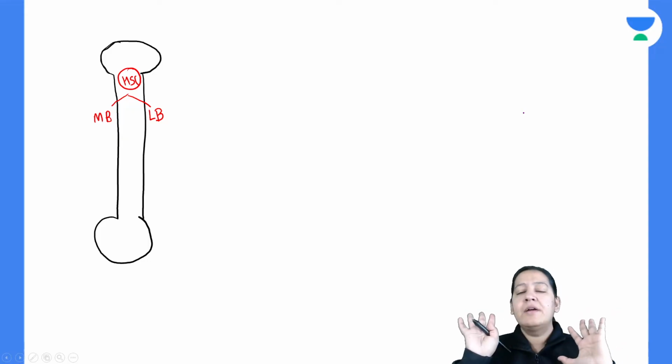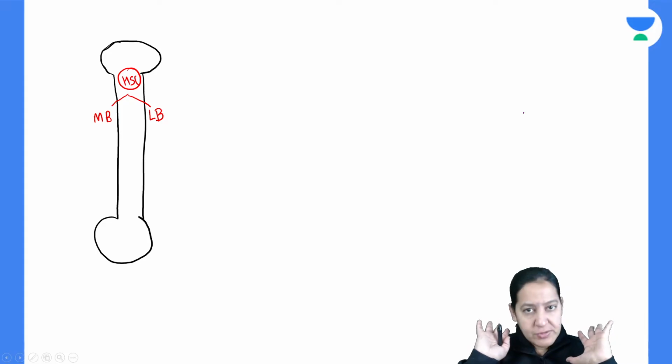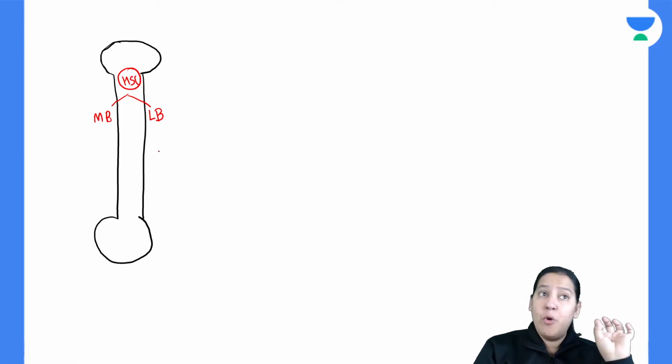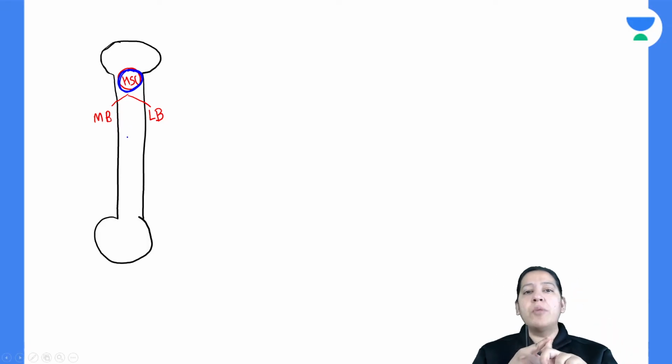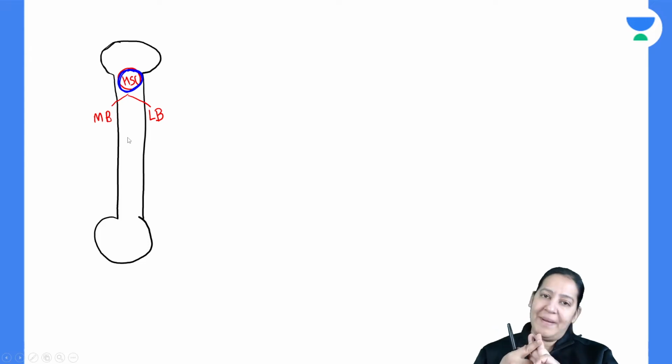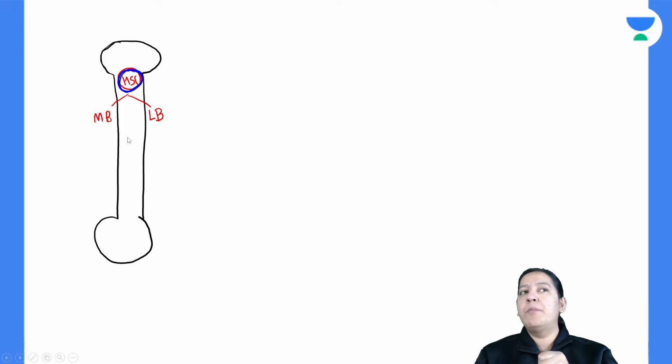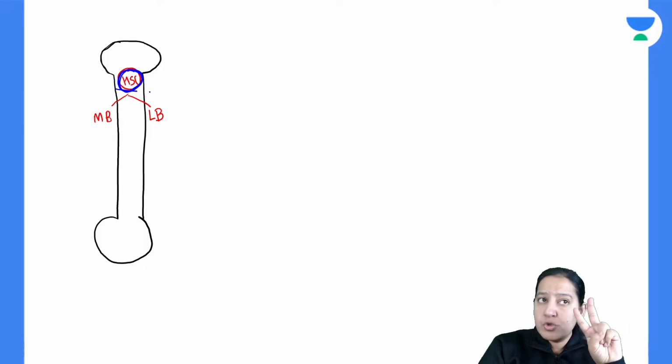Let me draw a sketch diagram for you students to understand the concept well. Can you see a bone? Can you see inside the bone? There is bone marrow. Inside the bone marrow, there is a cell, the hematopoietic stem cell. The first cell, the father of all cells, the ancestor of all cells, is the hematopoietic stem cell. From this cell, all RBCs, all WBCs, and all platelets are formed. All blood cells are formed from the hematopoietic stem cell inside the bone marrow. From hematopoietic stem cells, 2 cells are formed.